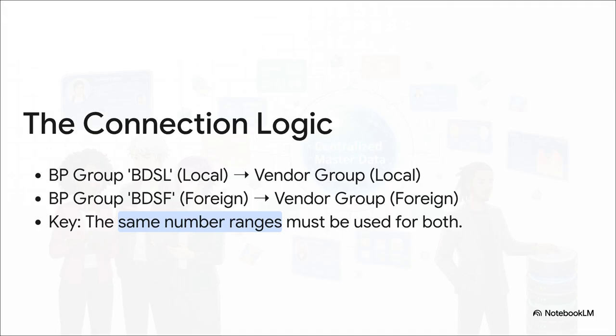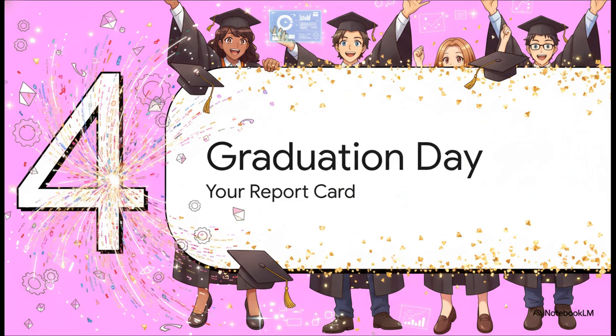See, our local BP group maps to our local vendor group. Our foreign BP group maps to our foreign vendor group. It's a direct line. And the secret sauce that makes this whole thing seamless? They have to use the exact same number ranges. That part is absolutely critical. And you passed. Congratulations. It's officially graduation day.